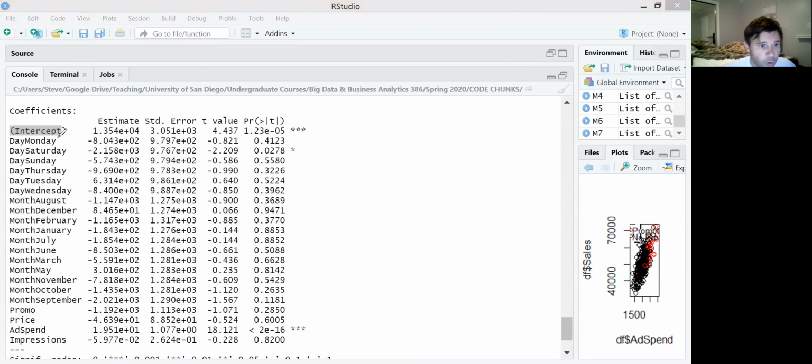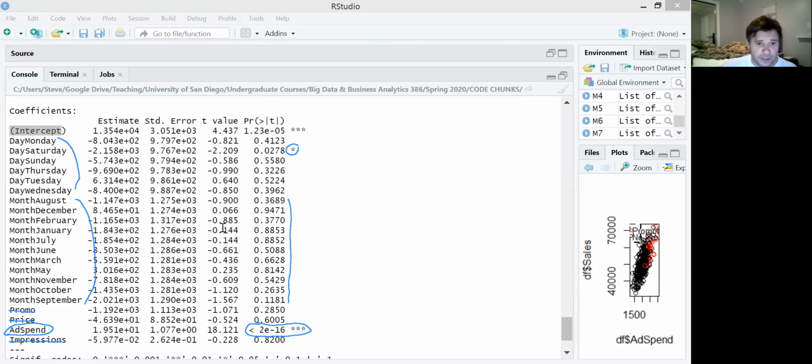So here were our day dummies. Note that Saturday still looks to be a significant feature, even though we've included all these other possible correlates. Here are our monthly effects, and notice the monthly effects don't seem to be significant at all, right, along the p-values there. Promo is still not significant. The price variable turns out not to be significant either. Ad spend is still highly significant, right, at the smaller than 0.001% level, a very, very tiny p-value. And impressions is still not significant either.